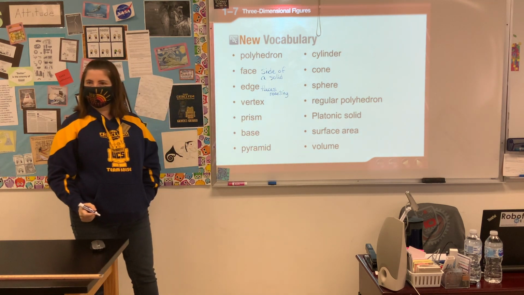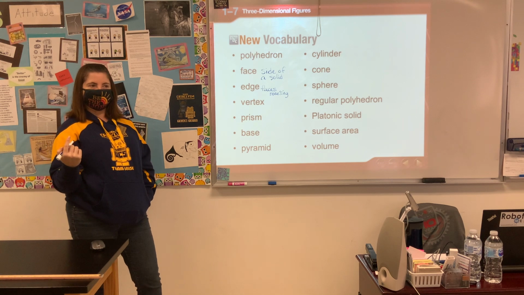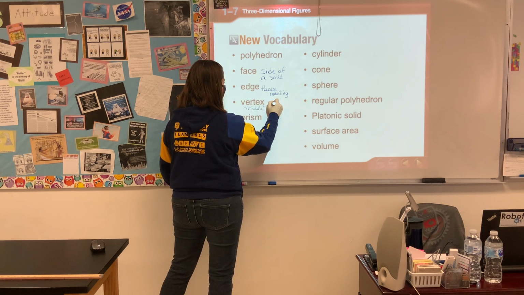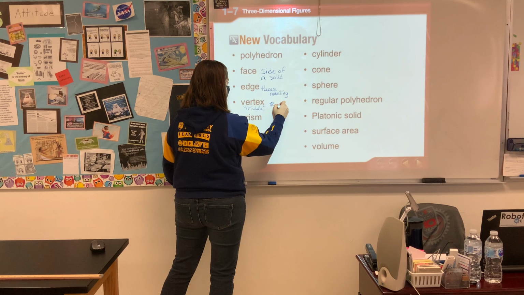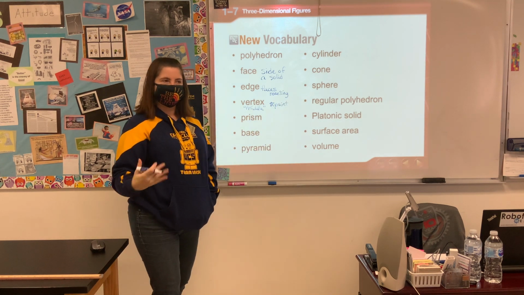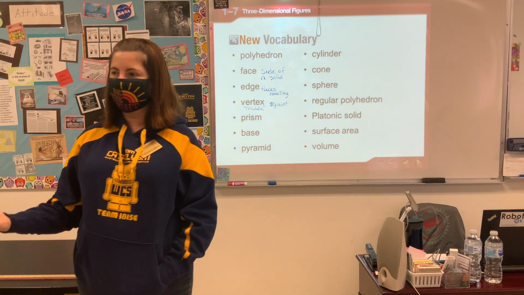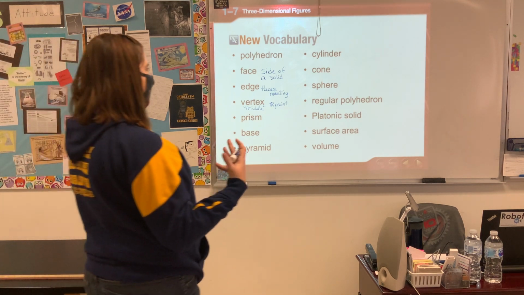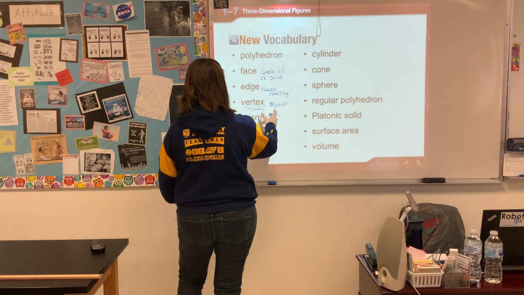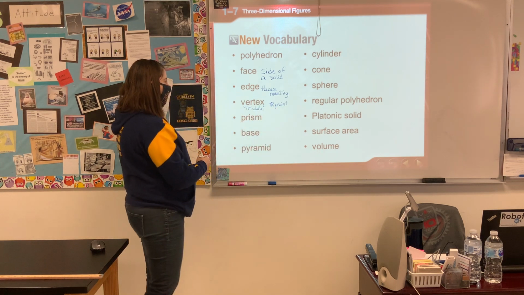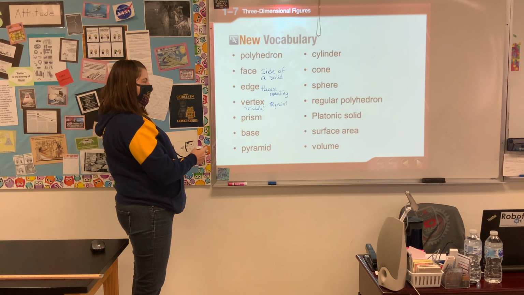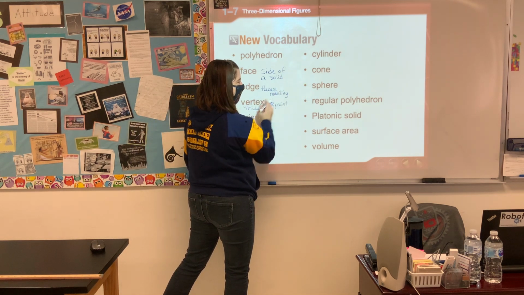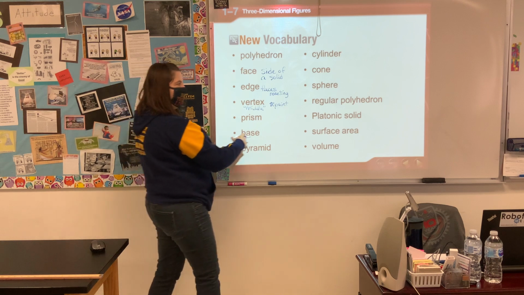What's a vertex? It's always going to be a point. Can a vertex be more than a point? Could a vertex be a line? I don't think so. Vertex is always an intersection where everything is meeting together. We're always going to have a point for a vertex. They tell us about some of the solids that we're going to be learning about, like prism, pyramid, cylinder, cone, sphere, you know, a platonic solid.